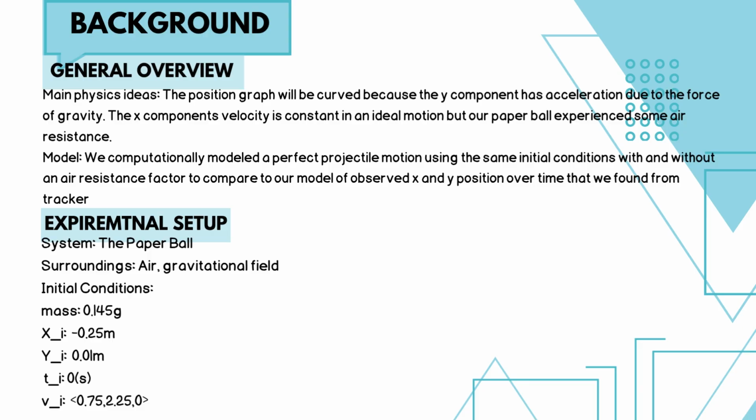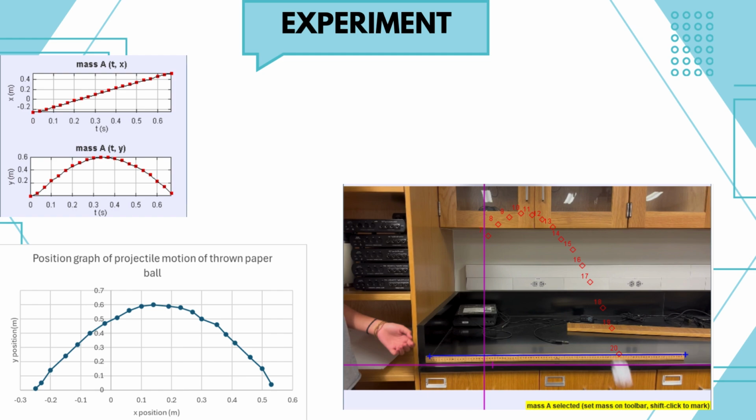Then the initial conditions: our mass was 0.145 grams. And then you can see my X initial position, Y initial position, the initial time, which is 0 seconds, and our initial velocity, which we found from taking the slope of the first 2 points.